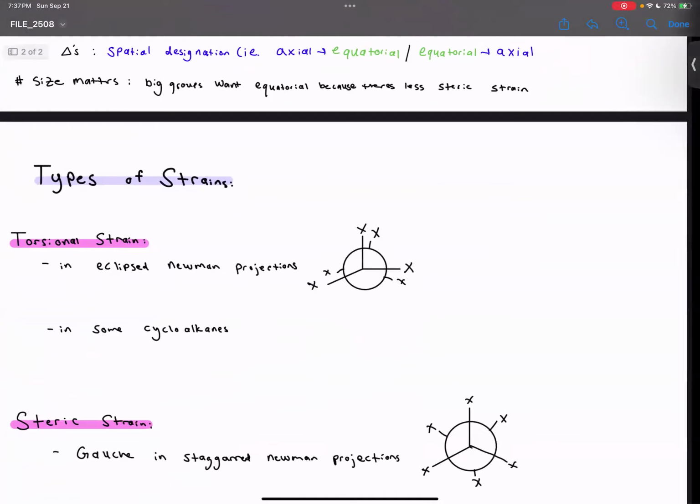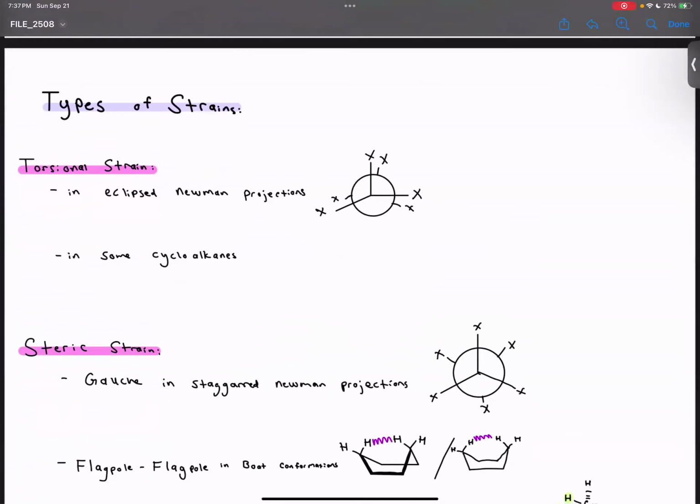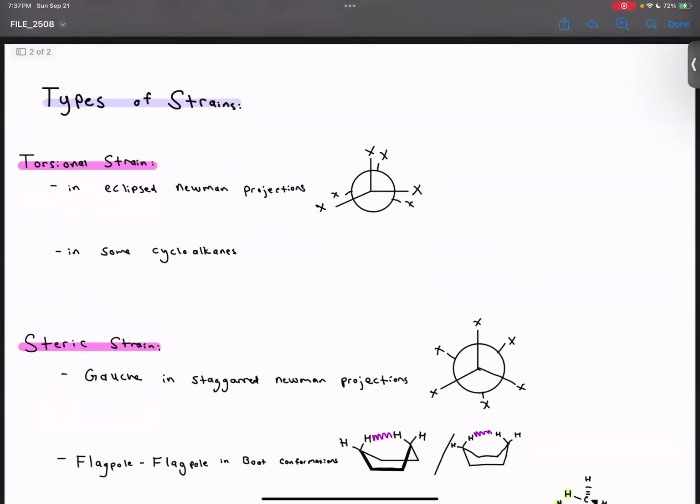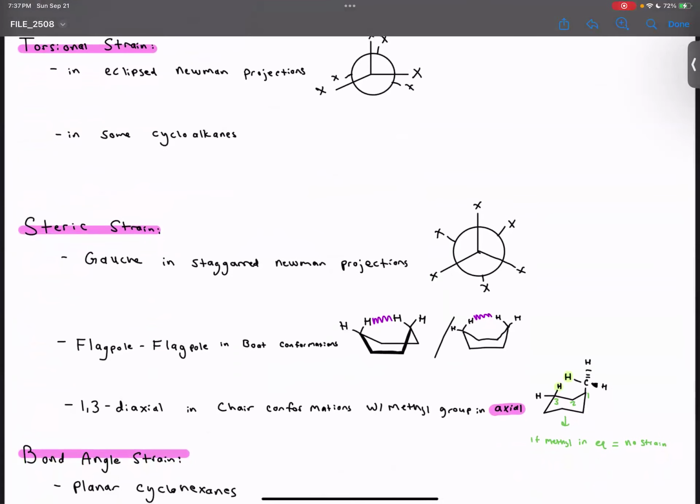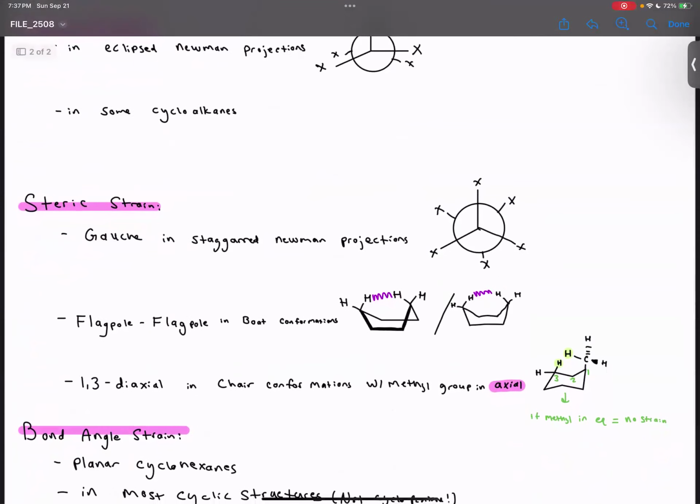And talking about strains, this is important. They will ask you questions about strains probably. So torsional strain is going to be present in eclipsed Newman projections, and in some cycloalkanes. It's just when it looks like that. And then steric strain is gauche in staggered Newman projections, and then flagpole in boat conformations.